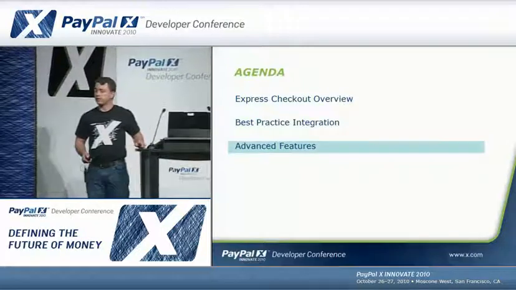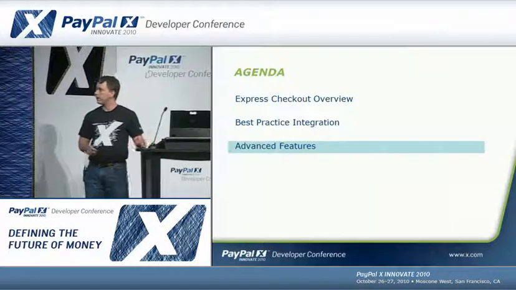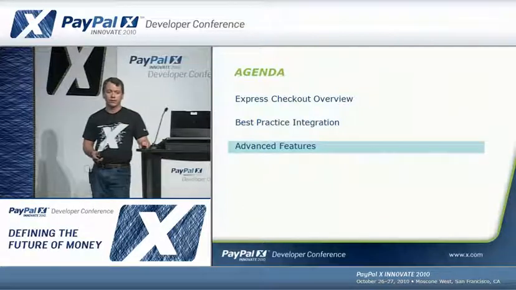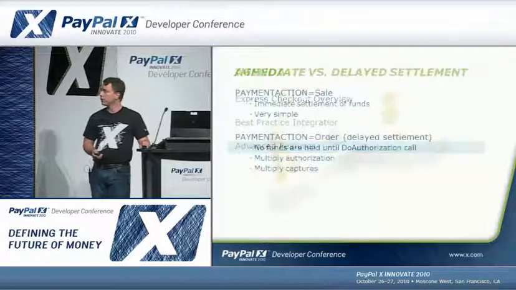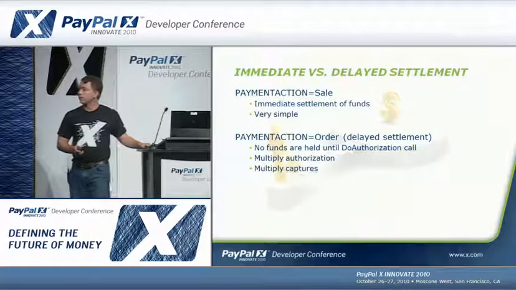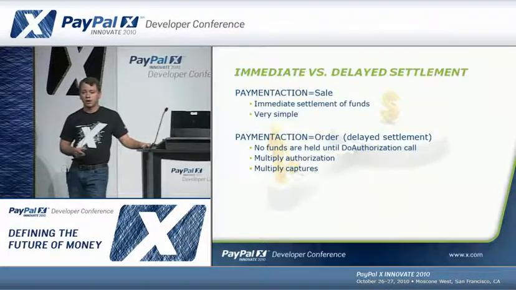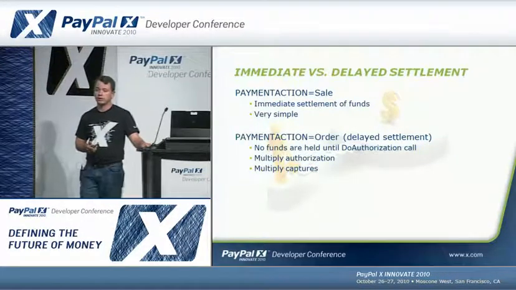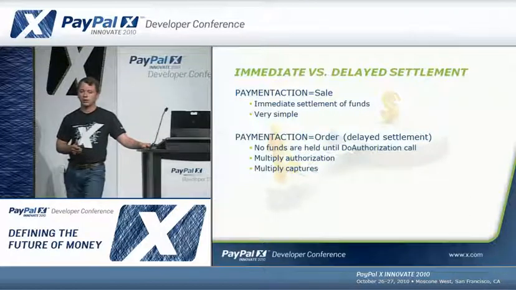So I want to talk about some of the other advanced features that PayPal offers inside of Express Checkout. Again, some of these have been around last year. You may have seen them presented, and some of them are brand new this year. And so there's a couple different settlement models that Express Checkout supports. The two that we use mostly are the sale, where you're doing an immediate settlement when the Do Express Checkout call runs. And the second one is when you set the payment action equal to order.